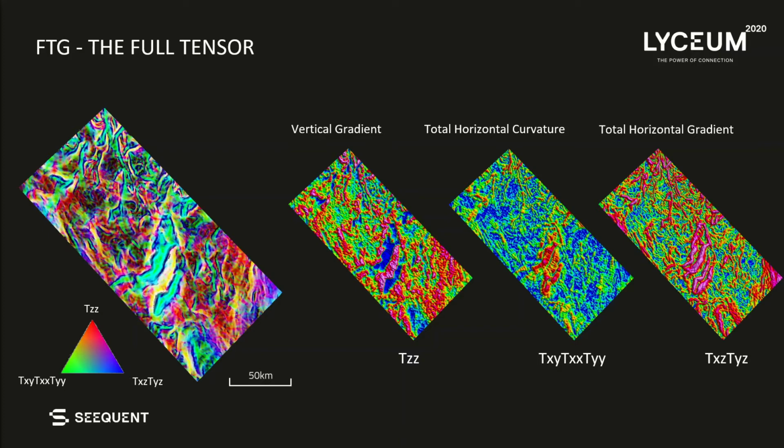For FTG, we color blend the primary elements. We colorize TZZ with shades of red, THC with shades of green, and THG with shades of blue. The mix of colors produced is reflective of the FTG response from the subsurface geology.